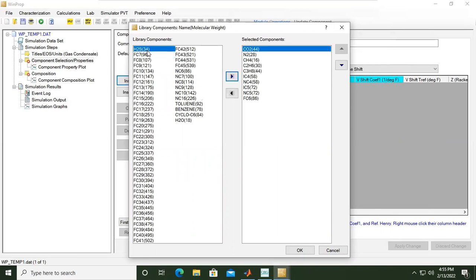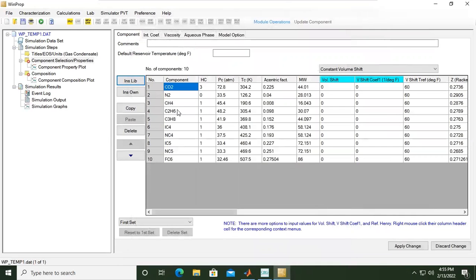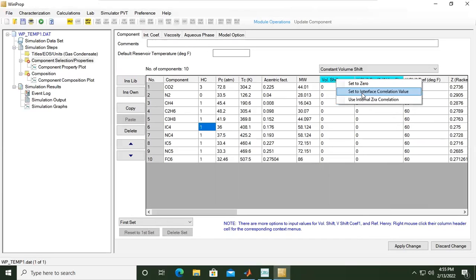So from the library components, go to selected components, click OK, right? So these are the selected components, and you can see critical pressure, critical temperature, eccentric factor, molecular weight, volume shift. If you double click, you can set to 0 as per default, or you can also set to internal correlation value, use internal ZRA correlation.